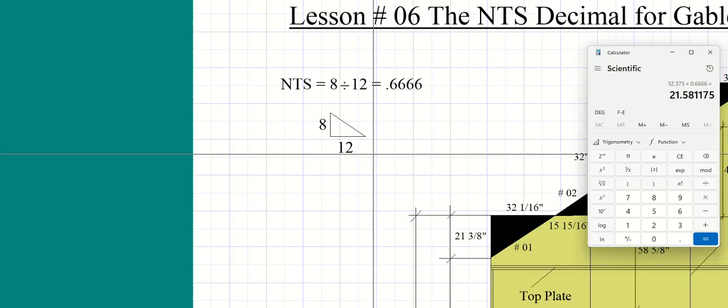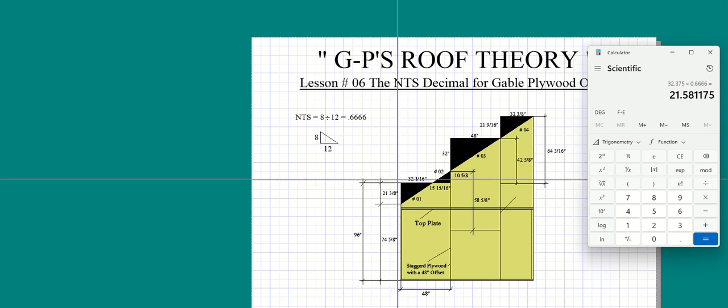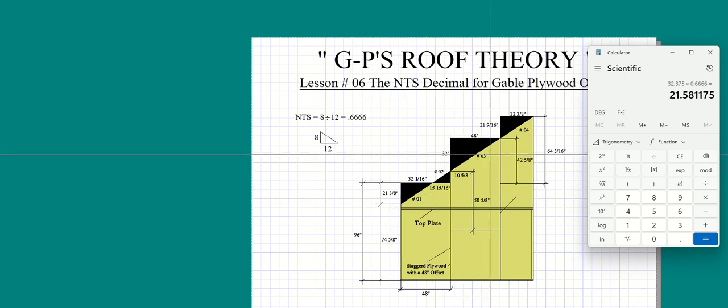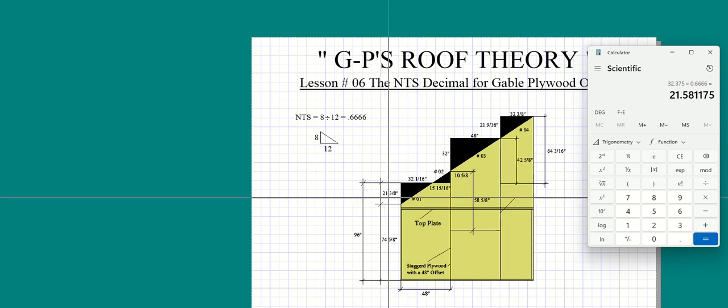So the NTS decimal works really well, helps you with plywood offsets. You don't have to get up there and pull dimensions and measure over and level up. The math works when you have a true pitch.